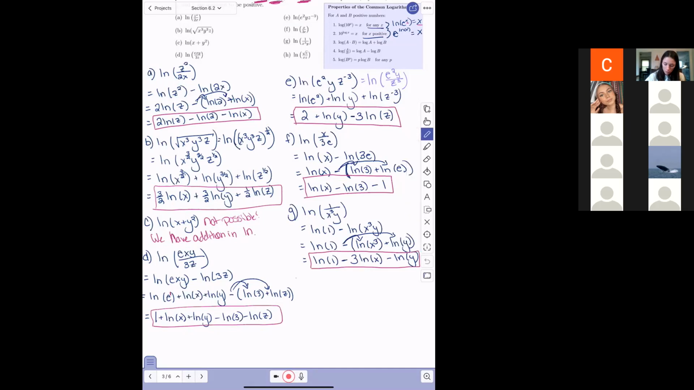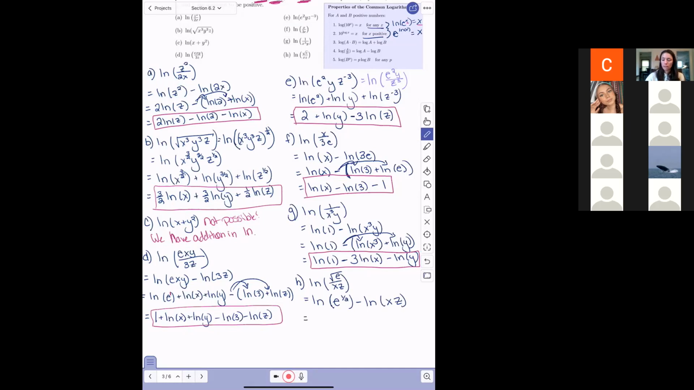Okay, moving on to problem H. We have the natural log of square root of e over x times z. What's our first step here? ln e to the 1/2. Ln of e to the power of 1/2. Good, already putting it in an exponent for our next step. Perfect. And then we have a minus ln of x times z. So that was using property 4 again.